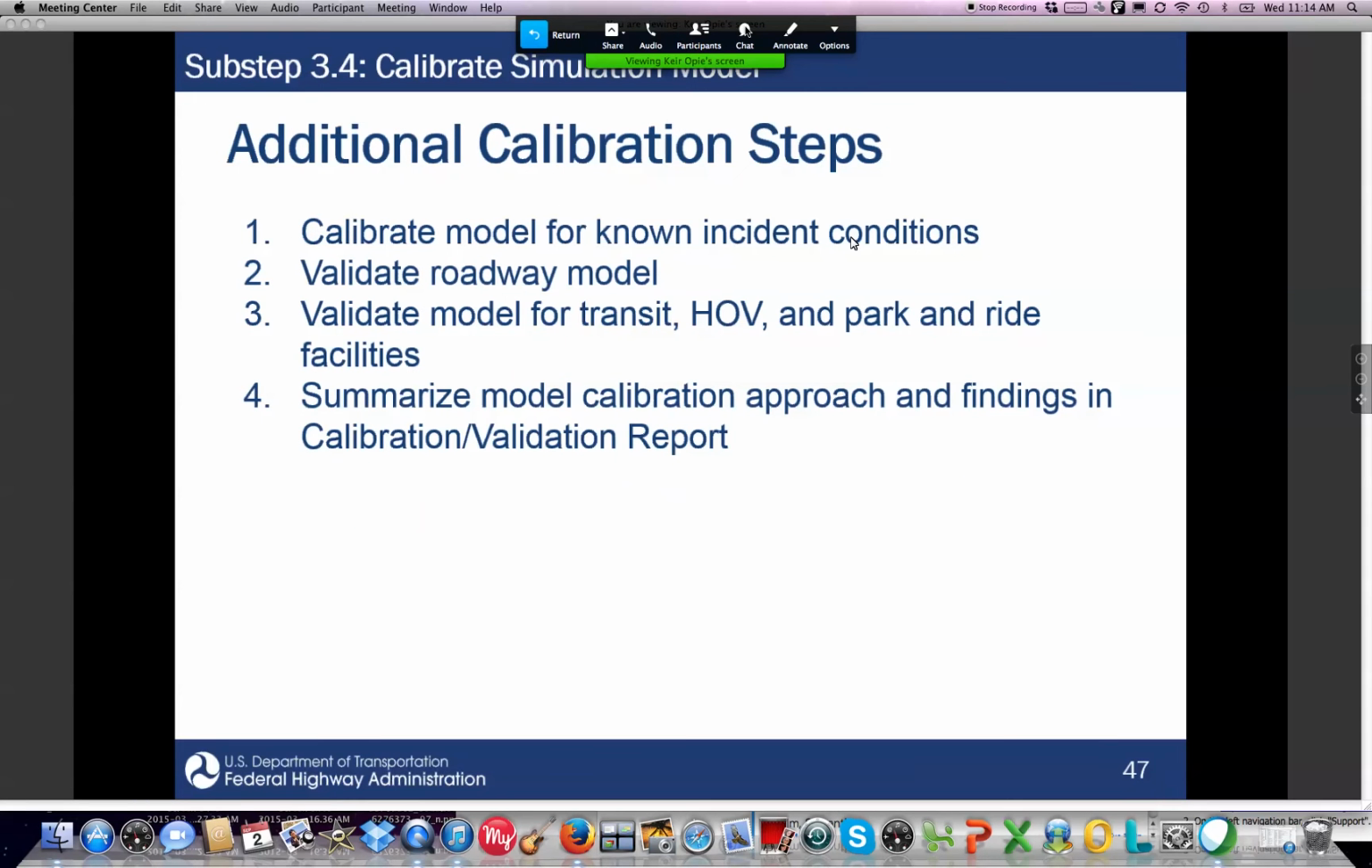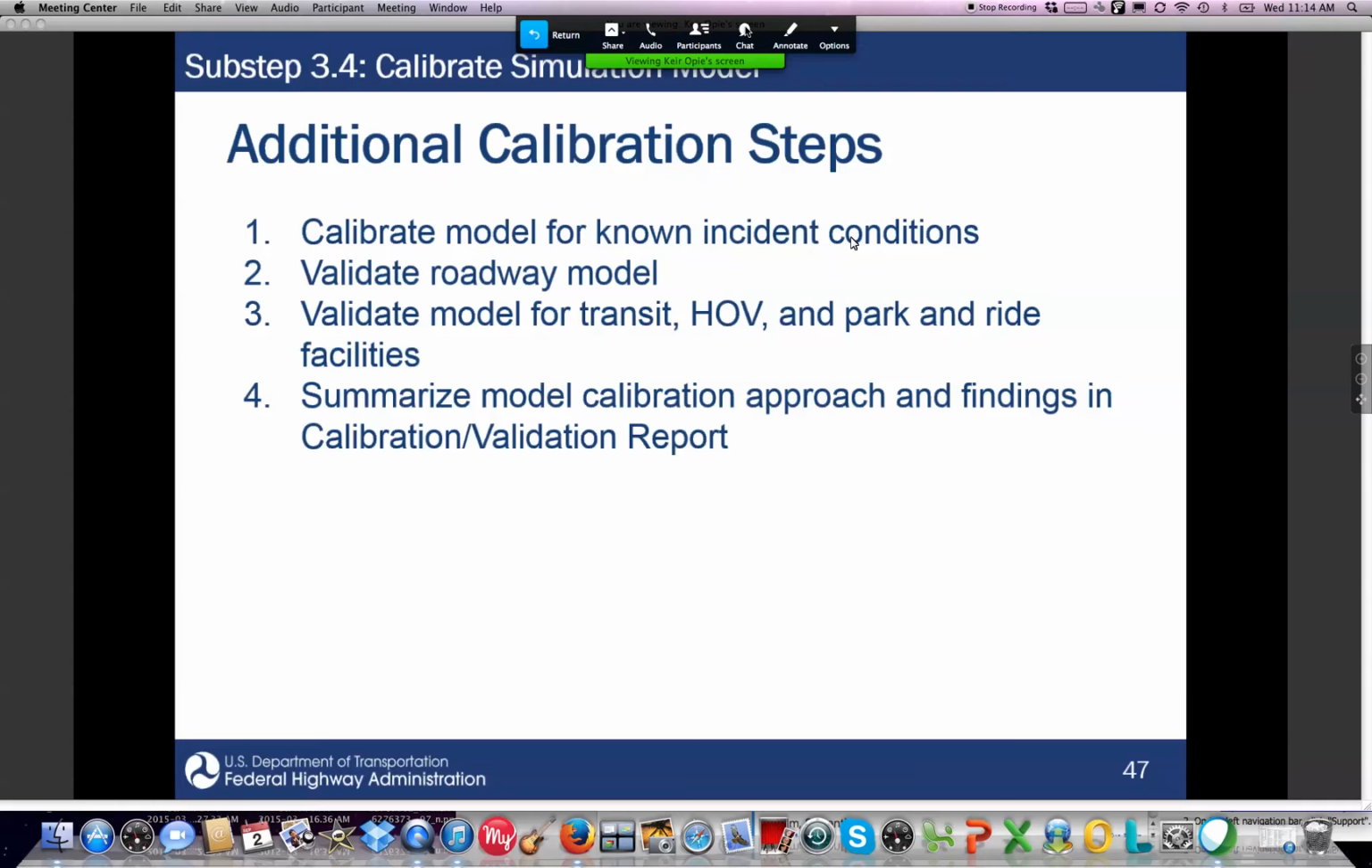So those are all more traditional calibration thoughts. Within an ICM framework, you also need to look and think about the various different incident conditions or analysis cases that you're going to be looking at. Looking at your high demand days, looking at your accidents, maybe looking at a game day or a special event generator. We have to start to look at all of those elements as well.